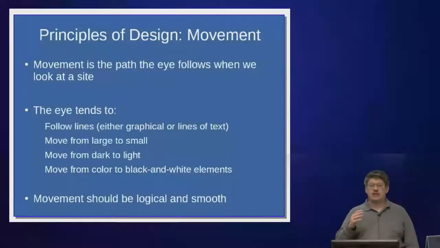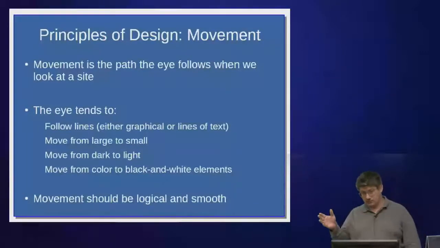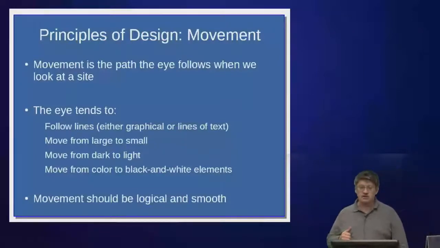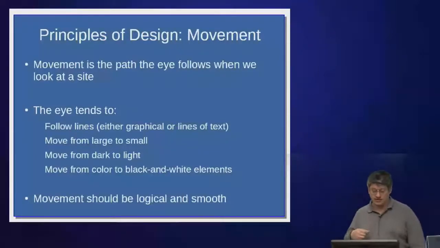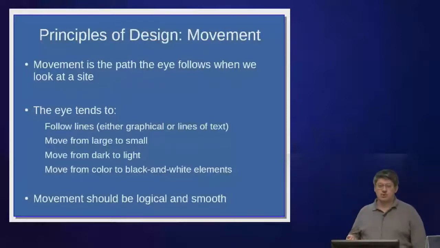It also tends to follow lines of text. So when you have paragraphs on your page, the eye will naturally start at the left and move toward the right, and from top to bottom. The eye also moves from large objects to smaller objects, from dark objects to light objects, from brightly colored objects to black and white objects. And the design principle that you should use here is that movement should be logical and smooth.